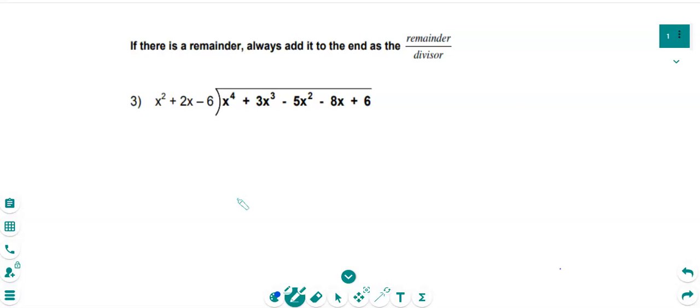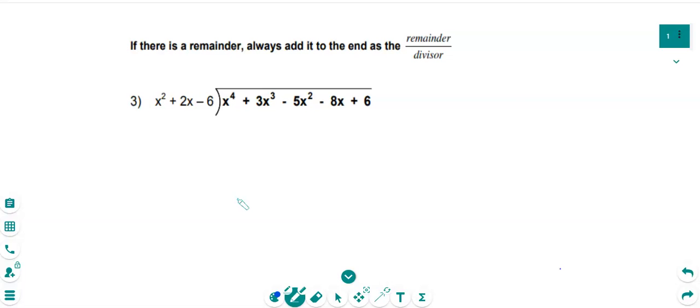We have the example x squared plus 2x minus 6 divided into x to the fourth power plus 3x to the third power minus 5x squared minus 8x plus 6. Notice both polynomials are written in standard form, and the highest exponent is written first. So we always want to make sure that is done first.